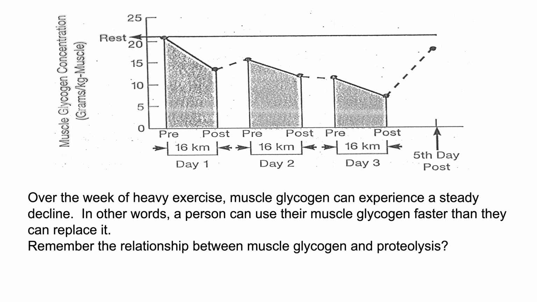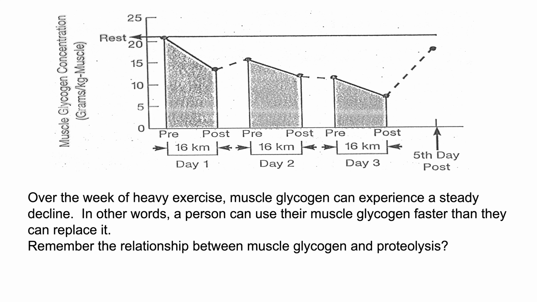The other consideration is looking at protein in the diet, but also making sure you get enough glycogen or carbohydrate in your diet throughout the week. This graph shows muscle glycogen content at the start of the week versus the end of the week. It says over a week of heavy exercise, muscle glycogen can experience a steady decline. In other words, a person can use their muscle glycogen faster than they replenish it. And remember the relation between muscle glycogen and proteolysis.